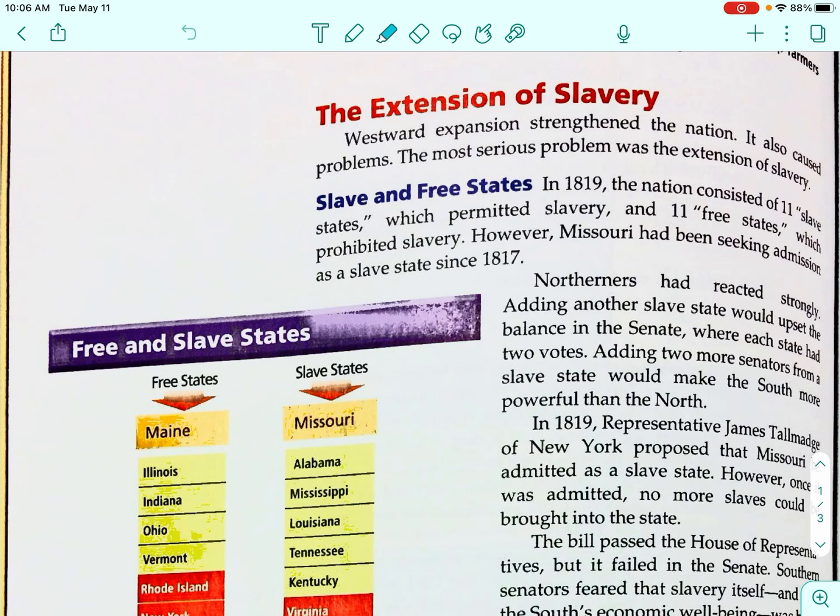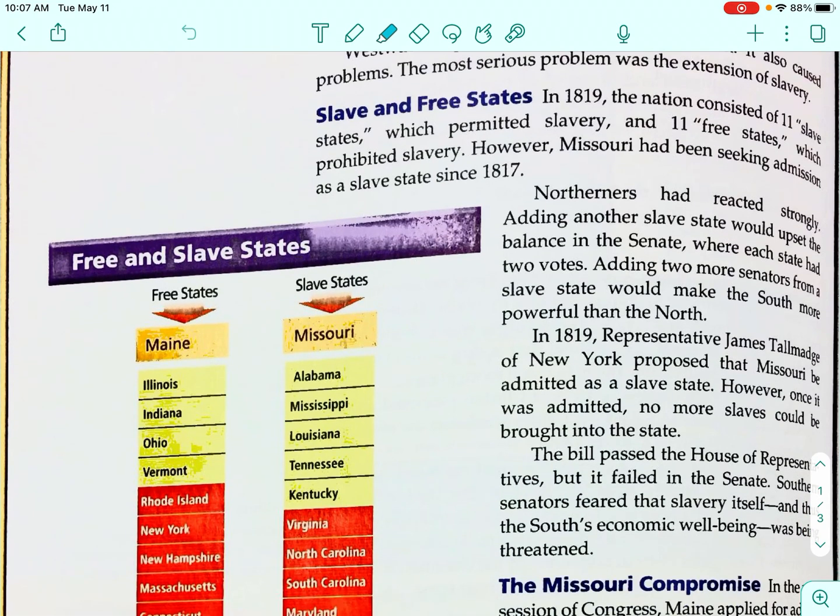So in 1819, the nation consisted of 11 slave states, which permitted or allowed slavery, and 11 free states, which prohibited or did not allow slavery. However, Missouri had been seeking admission as a slave state since the year 1817. Northerners had reacted strongly. Adding another slave state would upset the balance in the Senate, where each state had 2 votes. Adding 2 more senators from a slave state would make the South more powerful than the North.